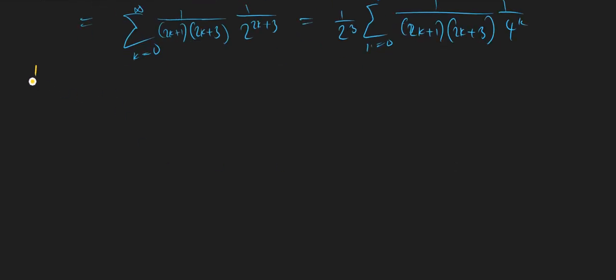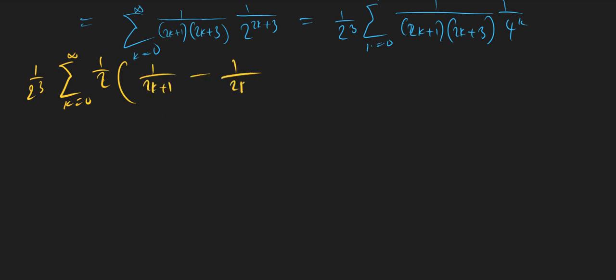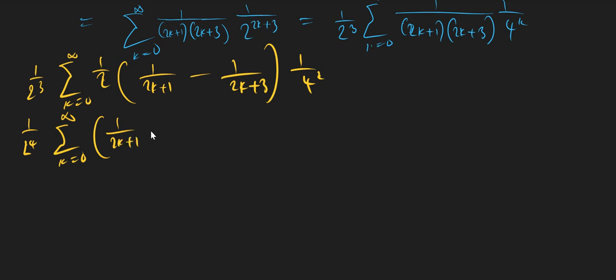We're going to get 1 over 2 to the third power times the sum as k runs from 0 to infinity of the half of what? Half of 1 over 2k plus 1 minus 1 over 2k plus 3 times 1 over 4 to the k. So we can still do better. This is 1 over 2 to the fourth power times the sum as k runs from 0 to infinity of 1 over 2k plus 1 minus 1 over 2k plus 3, then 1 over 4 to the k power.